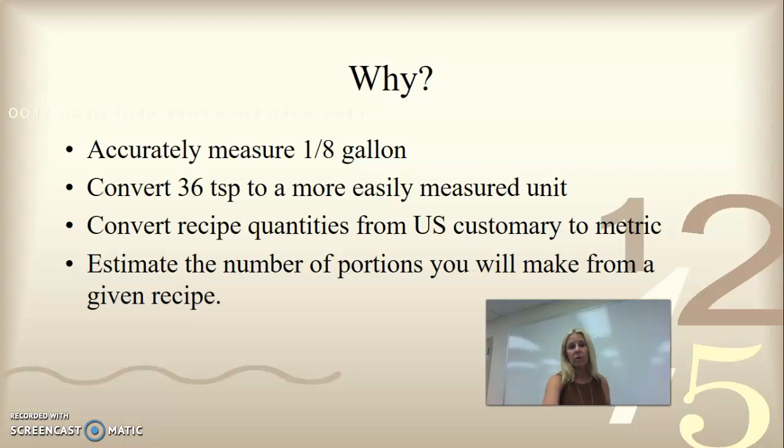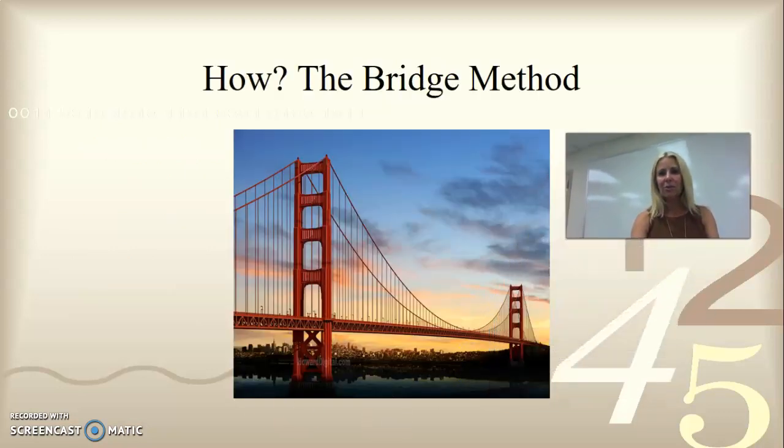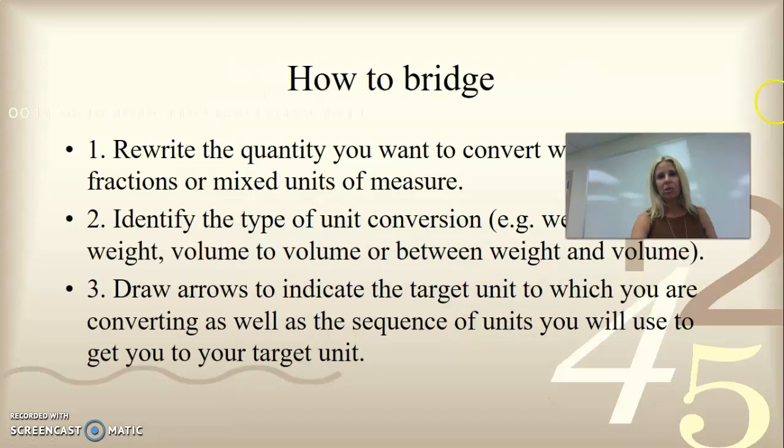Or you may need to convert a recipe from US customary to metric, or vice versa. You may get a gift for an upcoming holiday or birthday of a cookbook from a currently famous chef today, and as I said in class, most of those are written by metric weight. So you might have to convert to use the cups and teaspoons and tablespoons that are in your baking drawer at home. Or you may want to estimate the number of portions that you can make from a given recipe. So how are we going to do that? We're going to use what the book refers to as the bridge method.